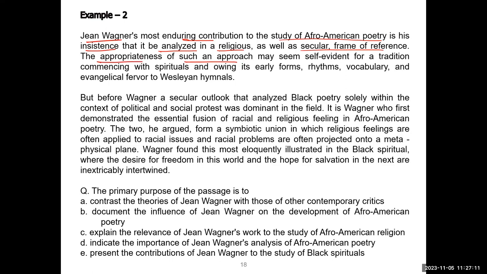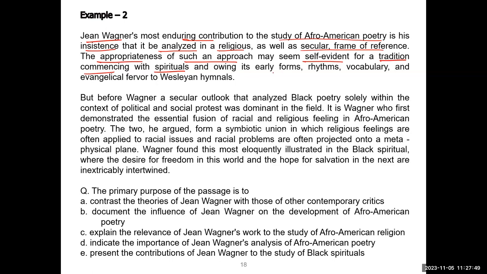That means the author also believes that whenever you study or analyze Afro-American poetry, look at it from both religious as well as secular angle. So whatever Jean Wagner is saying, it is appropriate. Why is it appropriate? He's saying it is self-evident. Nobody has to explain it to you. Because Afro-American poetry is a tradition that actually starts with things that are religious. It starts with spirituals. Spirituals are religious songs. So the very basis on which Afro-American poetry is based is actually religious songs.